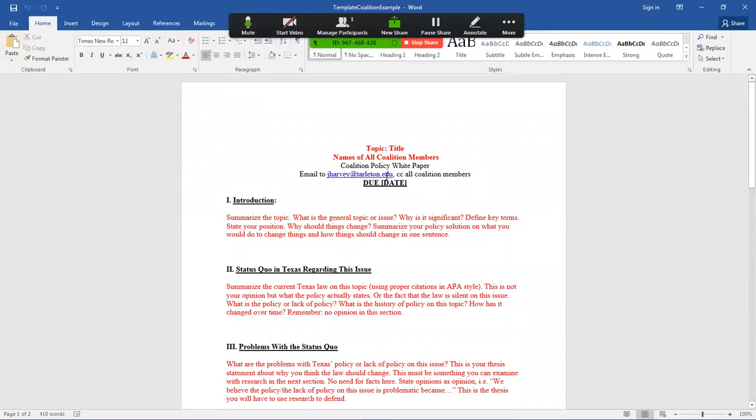Then on the date that it's due, which will be at the top here, you're going to email jharvey@tarleton.edu, and you're going to carbon copy all of your coalition members. So you need email addresses. If you do a GroupMe or a Facebook chat or whatever, that's cool. You can figure this out however you want, but the coalition leader is going to need to get those email addresses. Because what's going to happen is he or she's going to email me, and I am going to click reply all, and I'm going to let you know instantly that I got that paper, so no one has to worry.